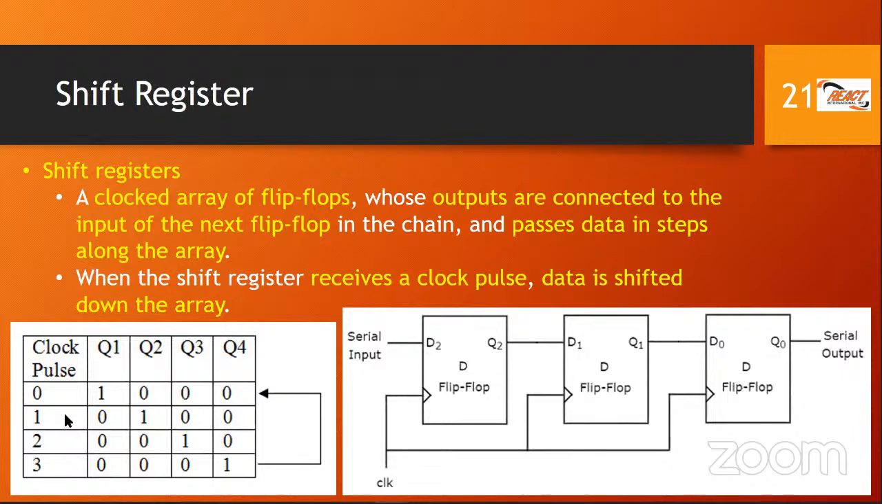When you apply a clock pulse, guess what? The one that was here goes to Q2. Notice that? And when you apply another clock pulse, you give a signal to the clock pulse pin, that one goes from Q2 to Q3 and so on. And that's what we mean by a shift register. As we apply that clock pulse, that value shifts down to the next one in the array.